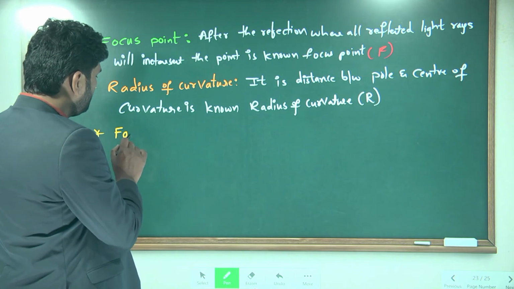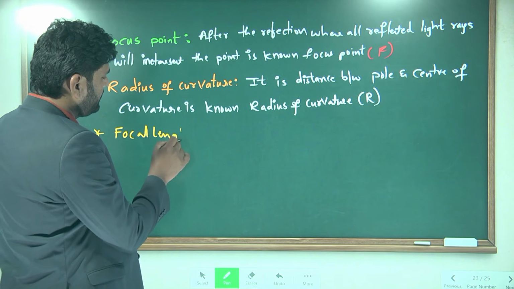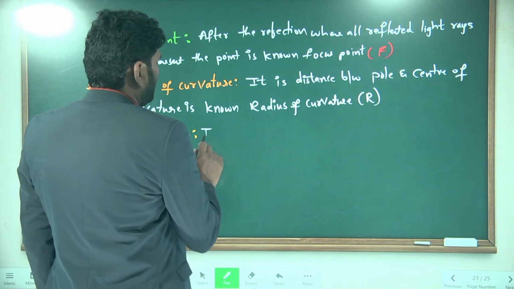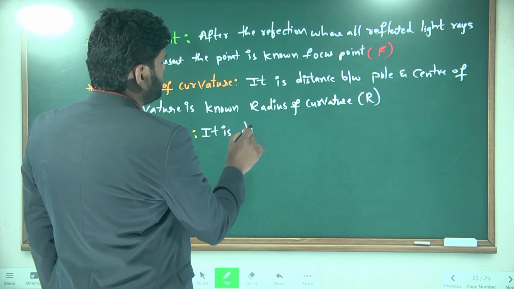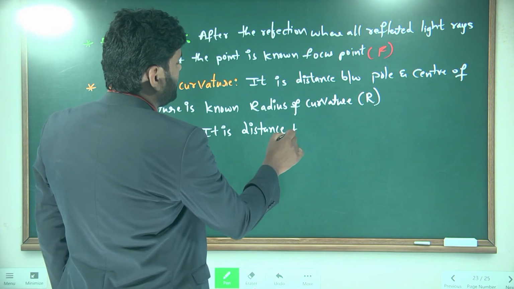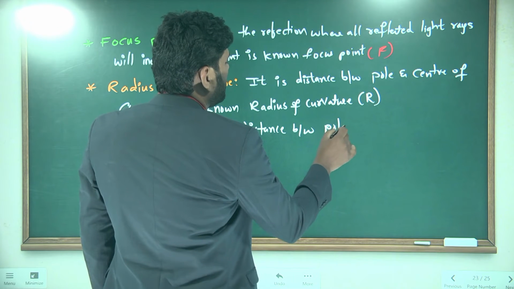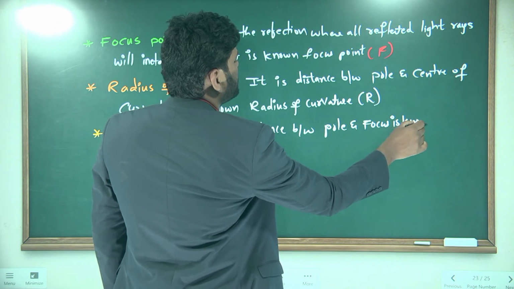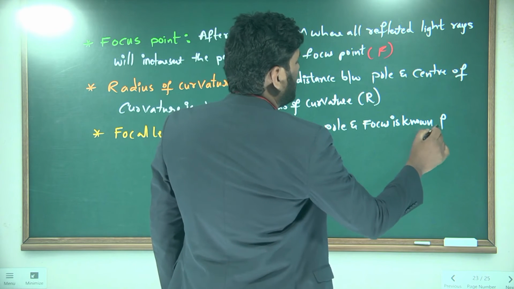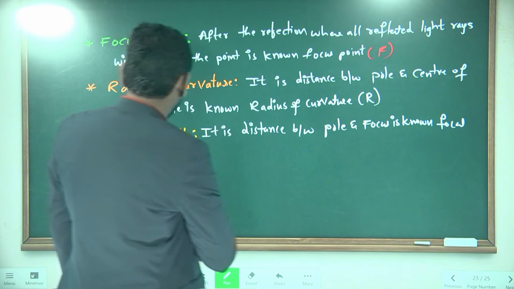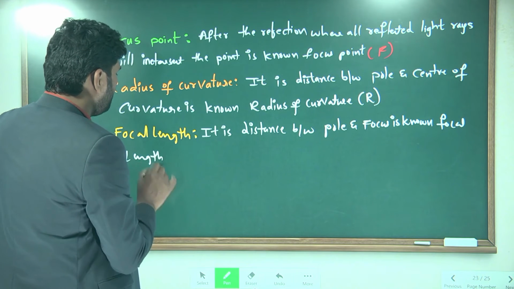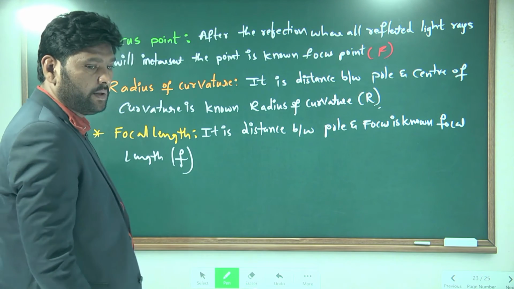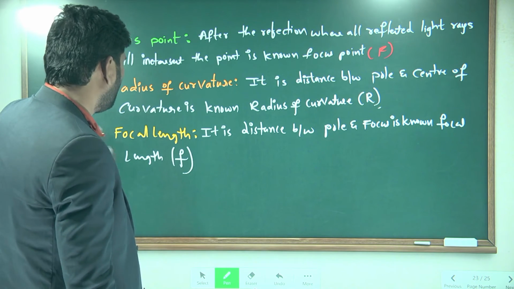Next one is focal length. What is meant by focal length? So write down. It is the distance between pole and focus is known as focal length. Focal length. Represented with letter small f. This is represented with R. Got my point?